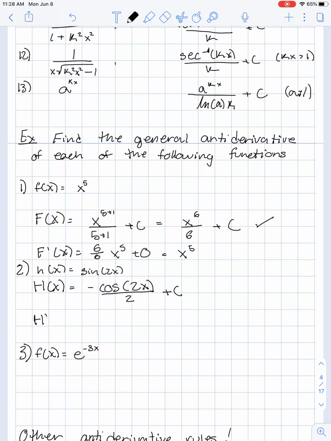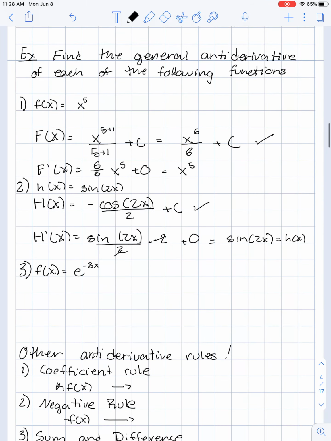And if I want to check my answer, I'm going to get negative cosine's derivative, which is sine of 2x divided by 2, because that's a constant, times the derivative of 2x, chain rule, plus the derivative of a constant, which is 0. So those 2's cancel out, which is why we divided by k in the first place. And we're left with sine of 2x, which is little h, which is perfect. It means our antiderivative is correct.